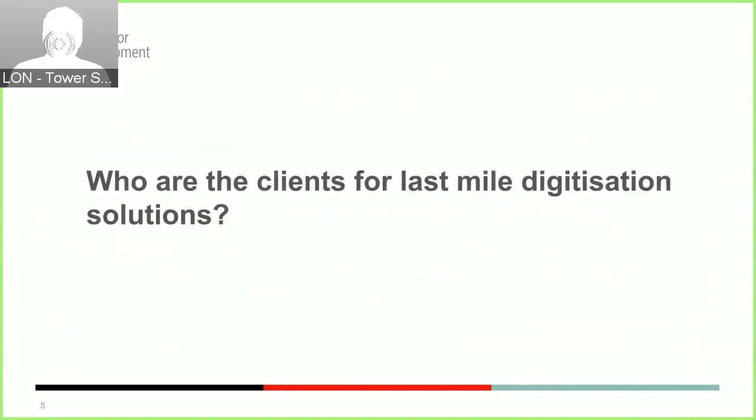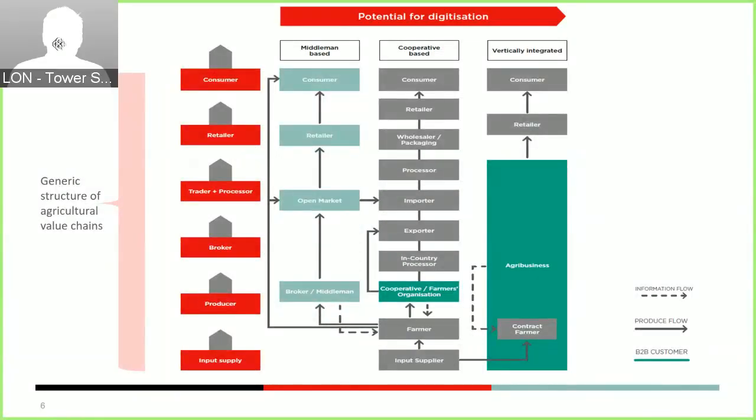So the first question, who are the clients for last mile digitization solutions? Now, to answer these questions, we need to look at how agricultural value chains are structured. A value chain is the complex web of relationships and flows of information, products, transactions that take place at the different stages of the transformation of crops, which you can see here on the red boxes on the left-hand side of this diagram. These stages are input supply, production, brokering, trading and processing, retailing, all the way to the consumer, to the final product in our consumer markets.